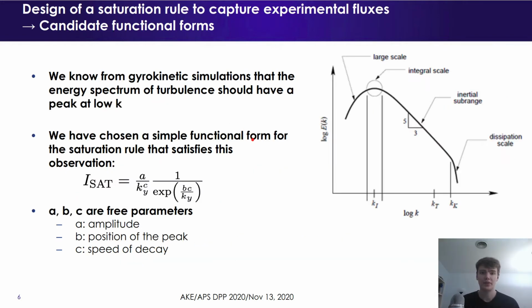So in designing this saturation rule, we looked at some functional forms. So first we know that from gyrokinetic simulations, that the energy spectrum of turbulence, it should have a peak at low k, and you can sort of see looking at the graph to the right of you. And we chose a simple functional form for the saturation rule that is satisfying this observation, and that's given by ISAT is equal to A over ky to the c times 1 over e to the b times c over ky. And so in this equation, the a, b, and c coefficients are free parameters, with A representing the amplitude, B representing the position of the peak, and C representing the speed of the decay.